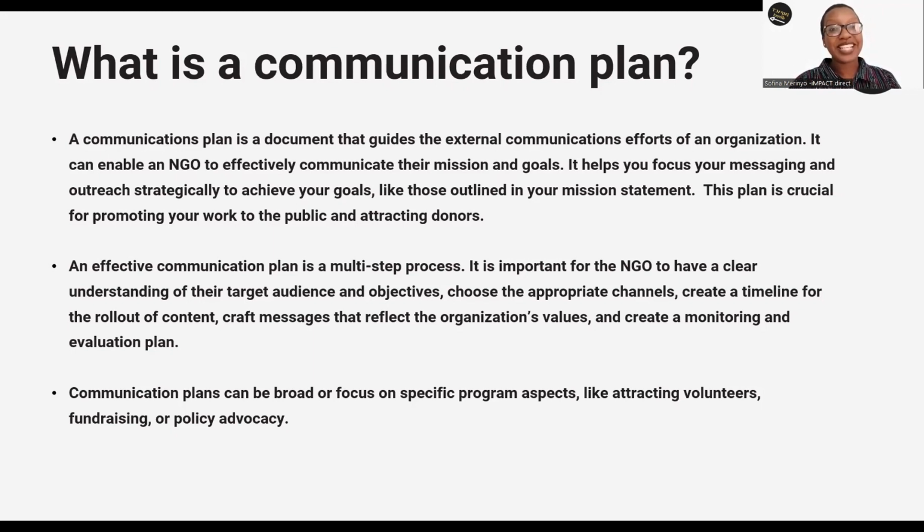And so one of the key things, you need to know your audience. You need to know your objective of your communication. You need to know how you will communicate. You need to know when you will communicate. You need to know what type of message you will send out to communicate. We're going to delve very slowly into that, because that is really what we call the different elements of a communication plan.